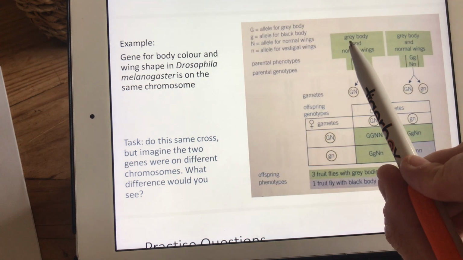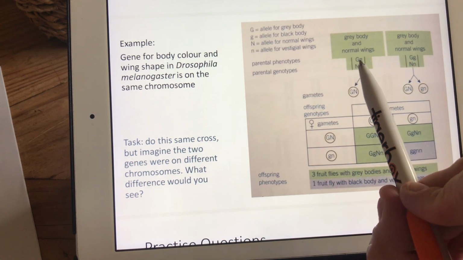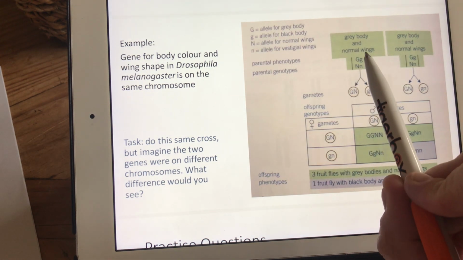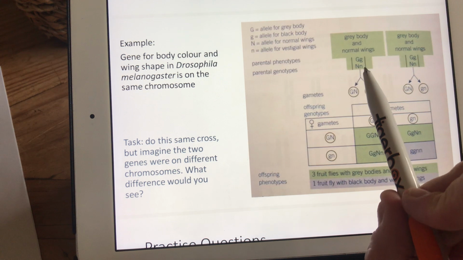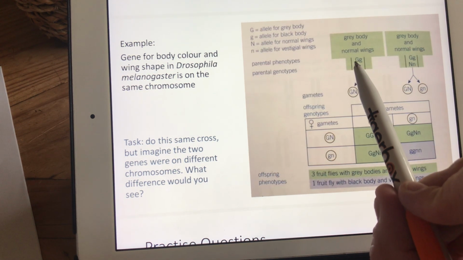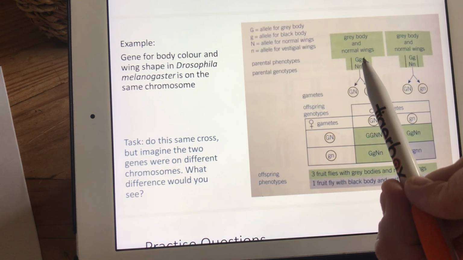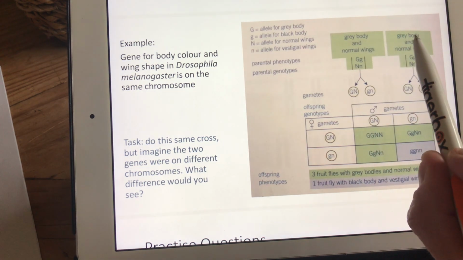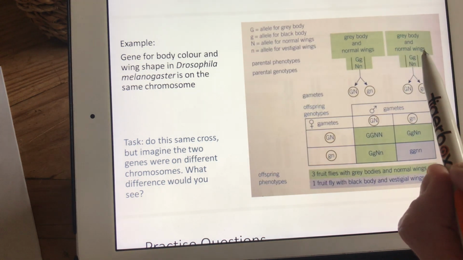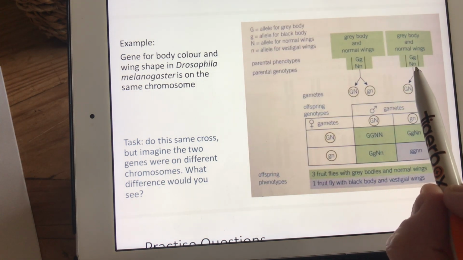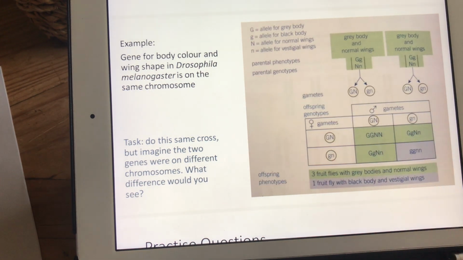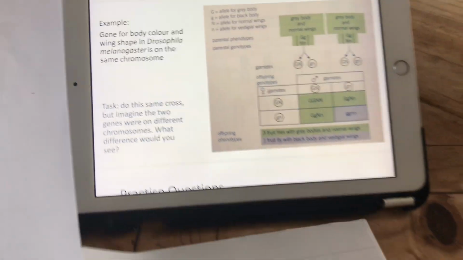So here we've crossed a grey bodied fly with normal wings. It's got big G, big N on one autosome and little g, little n on the other one. I'm telling you that. I mean, it could be the other way around, couldn't it? It could be big G, little n, little g, big N. But the question is telling you which goes with which. And we're crossing it with a grey-bodied fly with normal wings, again, with the same genotype. And we're going to write down what the gametes can be. So here we go. I think it's exactly the same example in your booklet here.